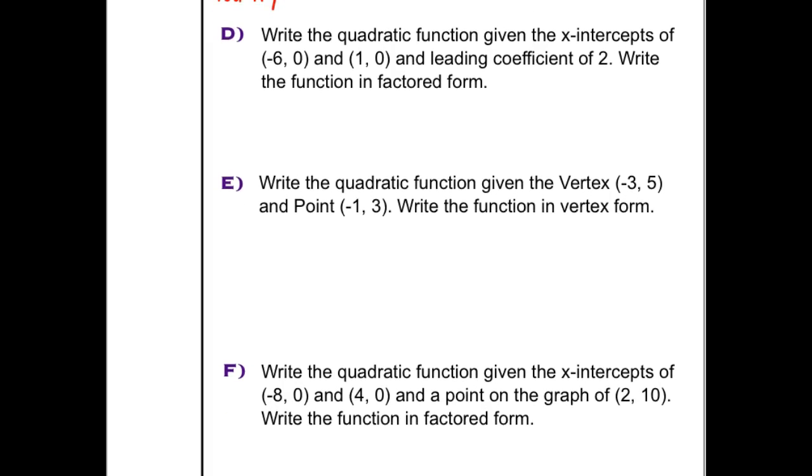We got these three. But first, write the quadratic function given the x-intercepts of negative 6, 0, and 1, 0 with leading coefficient of 2 in factored form. Then write the quadratic function given the vertex of negative 3, 5 and point negative 1, 3 in vertex form. And finally, write the quadratic function given the x-intercepts of negative 8, 0 and 4, 0 and a point on the graph of 2, 10, writing the function in factored form. And as always, bring your questions with you to class.